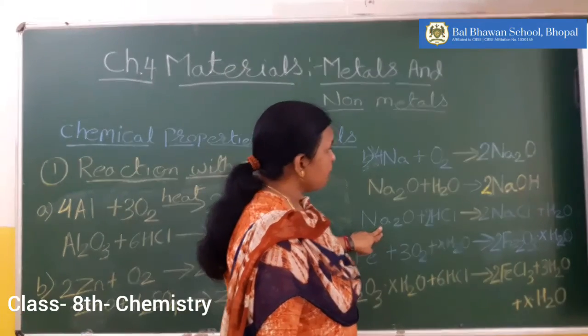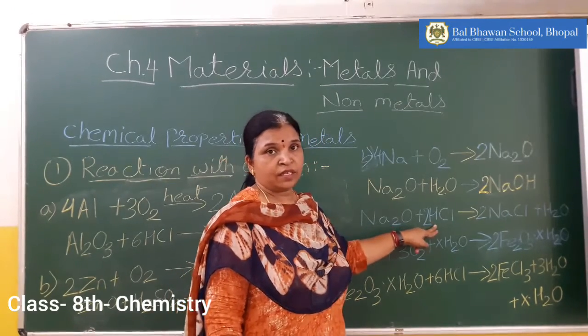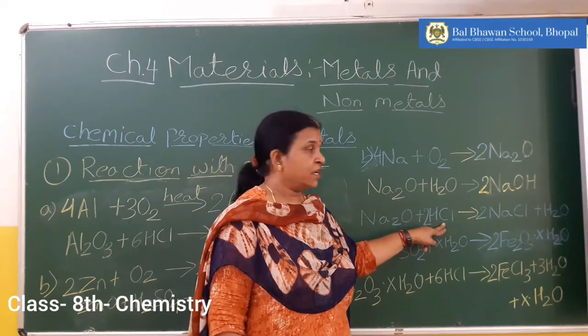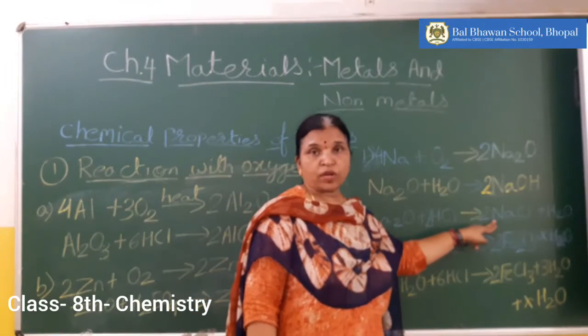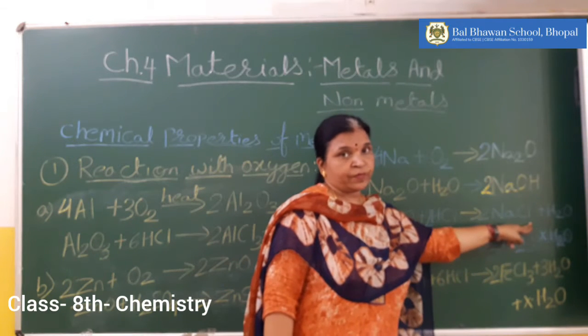Okay. The second part of the sodium oxide I will dissolve in hydrochloric acid. The oxide will get completely dissolved in hydrochloric acid and it will produce sodium chloride, which is a salt, and water. Clear?